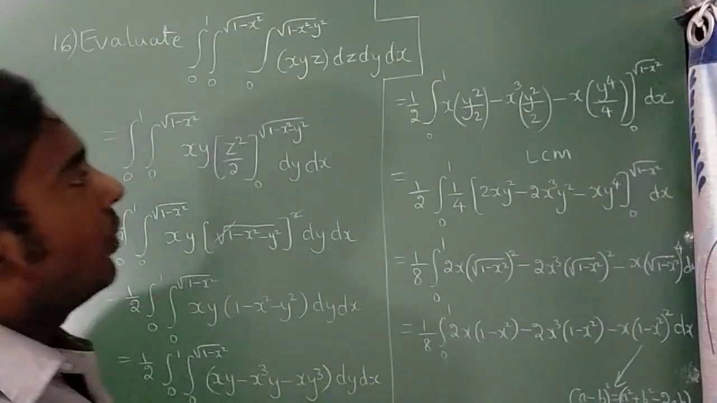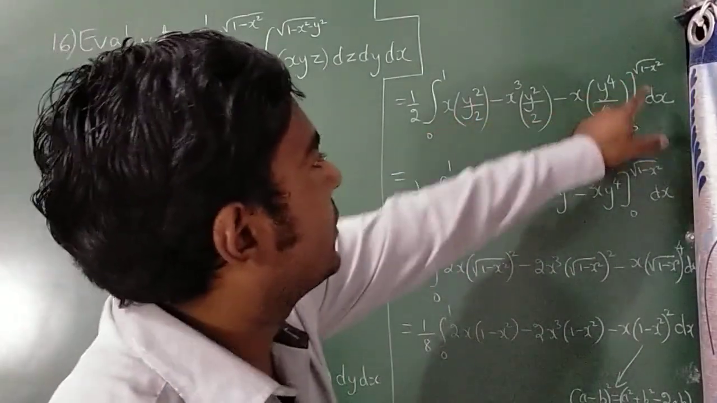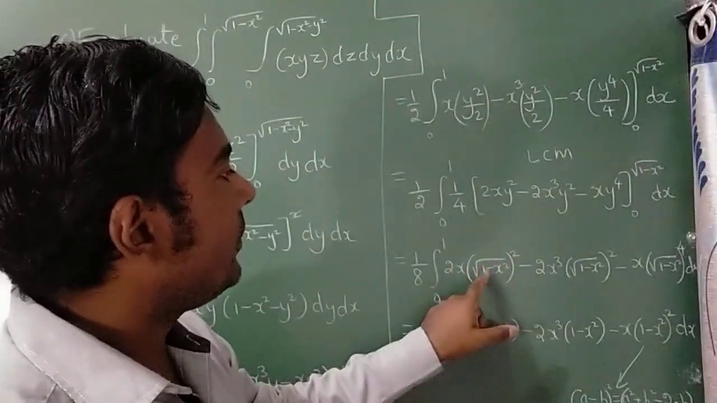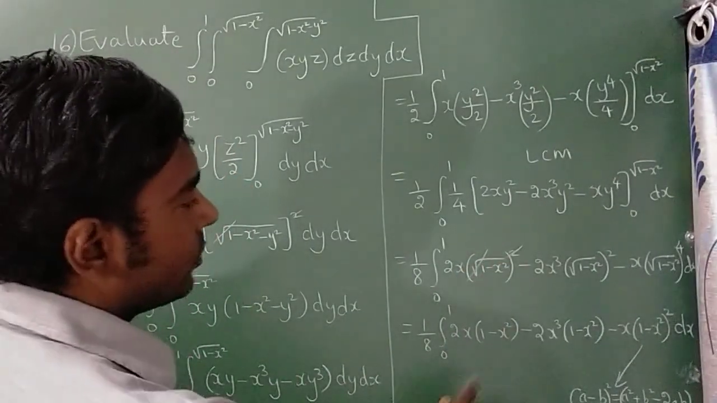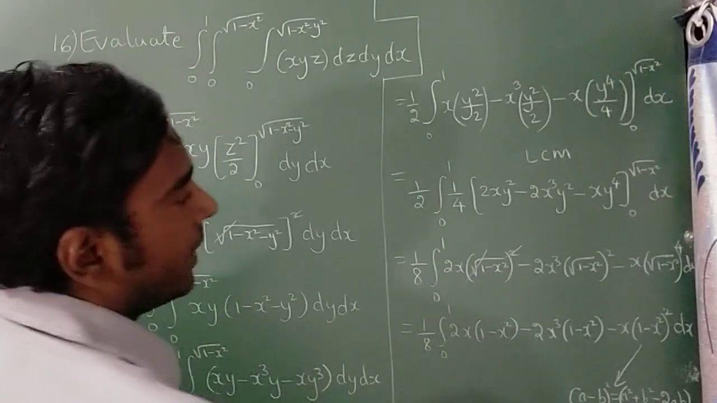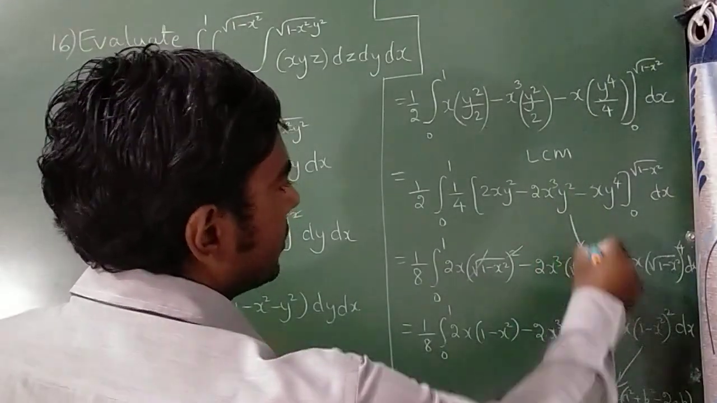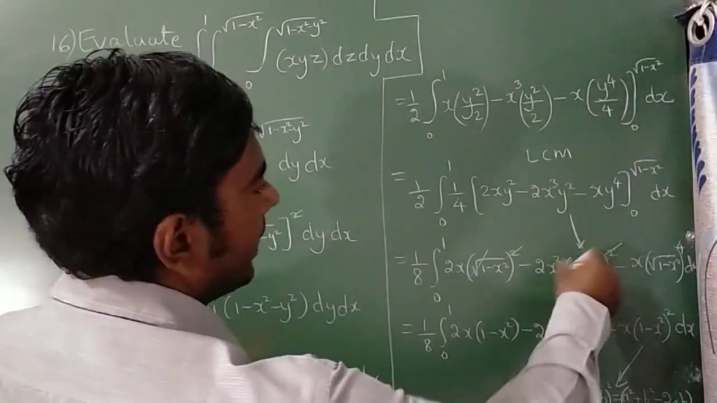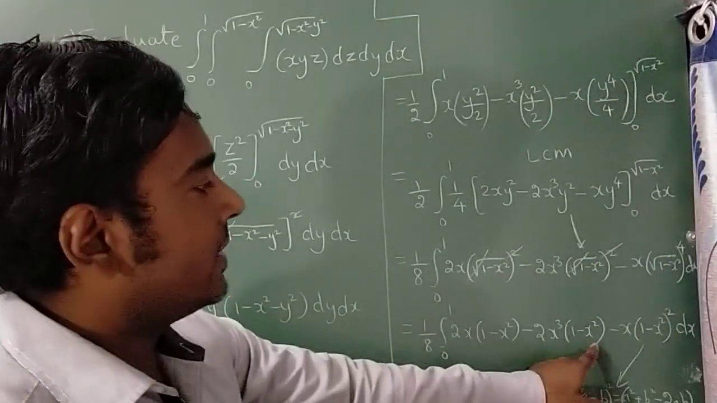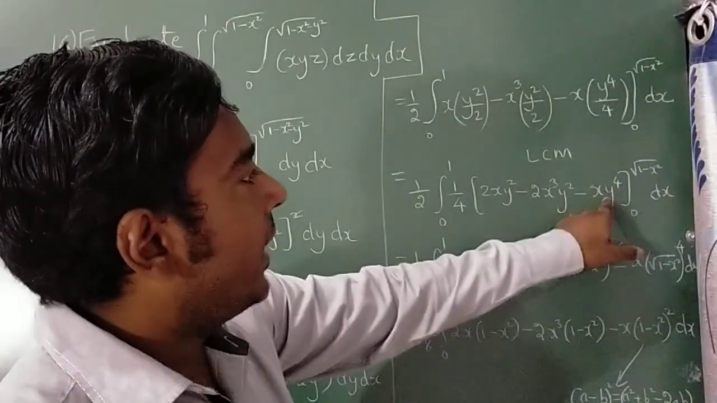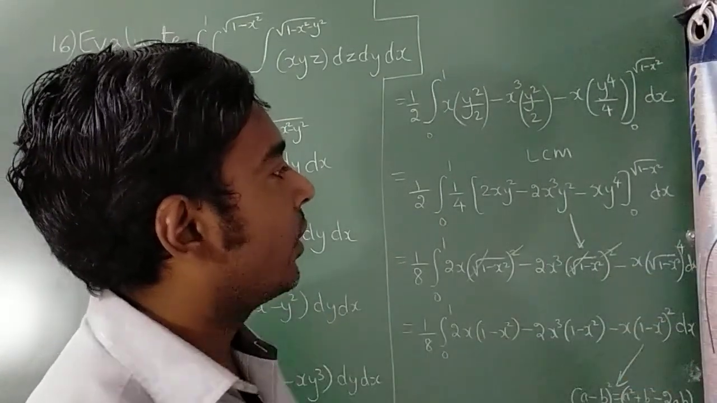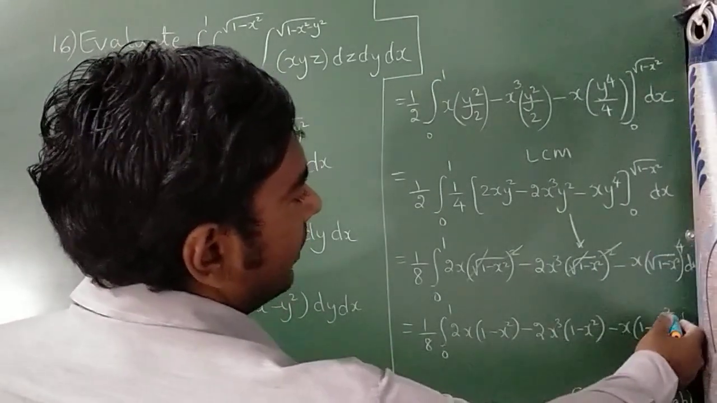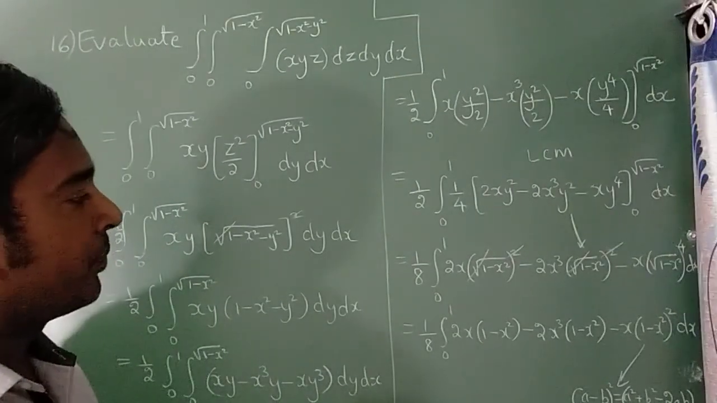Fine. Now where there is a y, substitute square root of 1 minus x square. This square root square cancels. So 1 minus x square is remaining. Again where there is a y, substitute square root of 1 minus x square. So square root cancels. So 1 minus x square is remaining. Y raised to 4 means square root of 1 minus x square raised to 4. 4 by 2 means only square is remaining.